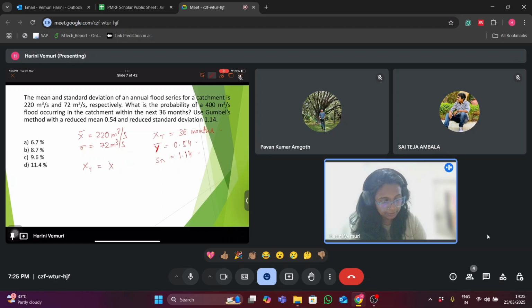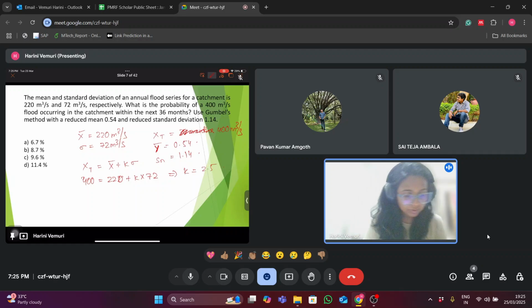So we know xt equal to x bar plus k into sigma. xt is 400 meter cube per second. So 400 equal to 220 plus k into 72. So the frequency factor will be equal to 2.5. So for this 400 meter cube per second flood event, we need to calculate the return period. Then only we can estimate the probability of it occurring in the next 36 months.